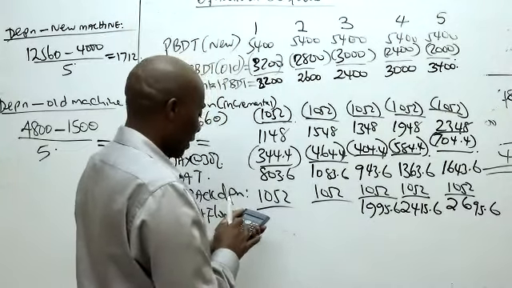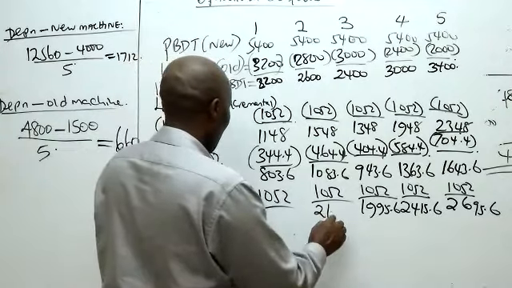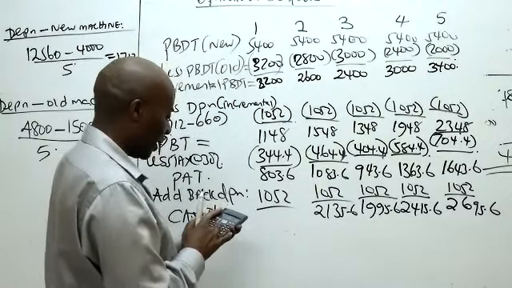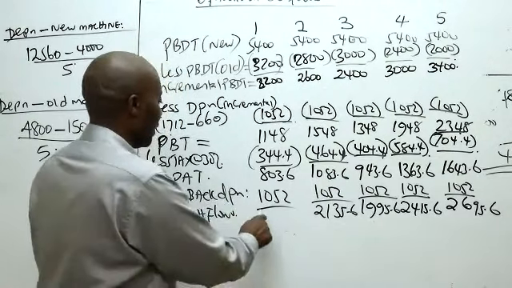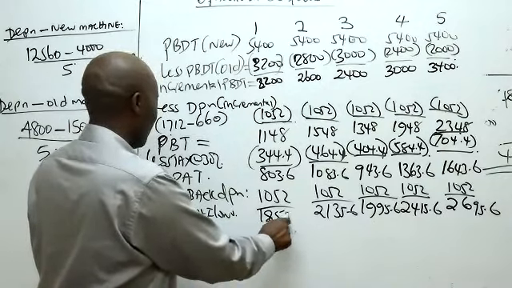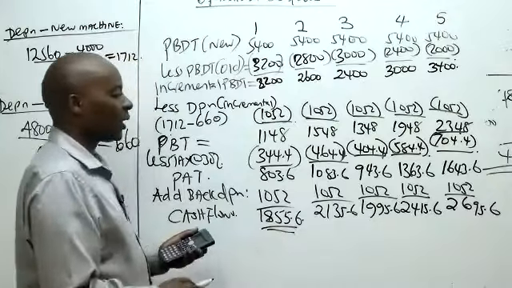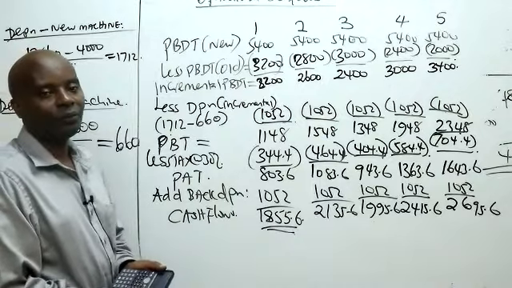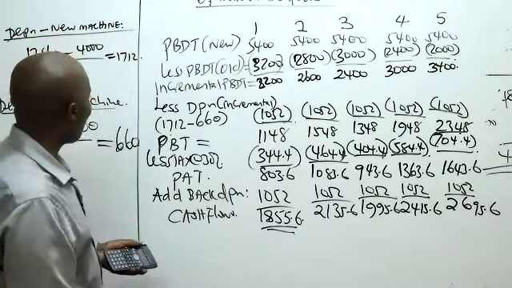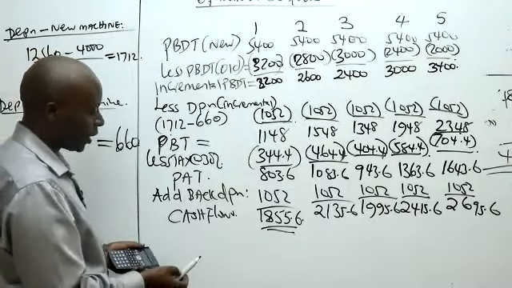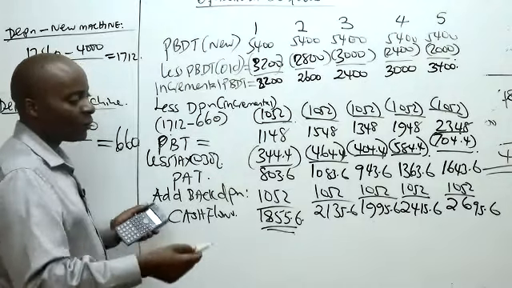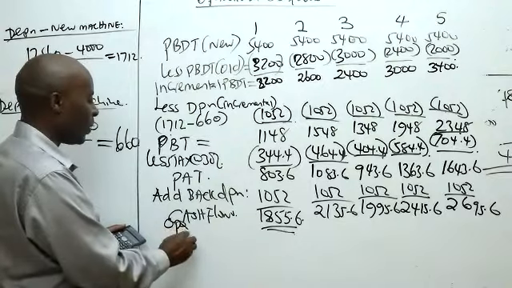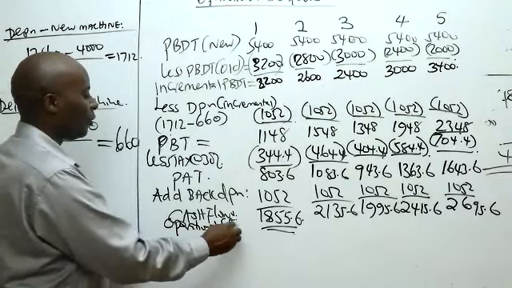1083.6 plus 1052 gives me 2135.6. And then lastly, we have 803.6 plus 1052, which gives me 1855.6. Now, ladies and gentlemen, these are what we call the operational cash flows. These are which cash flows? Cash flows from our operations. So right there, operational cash flow.